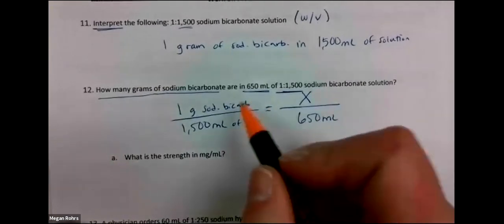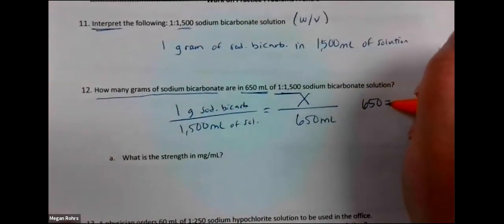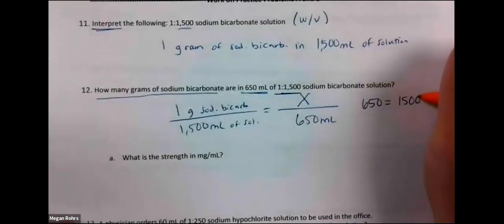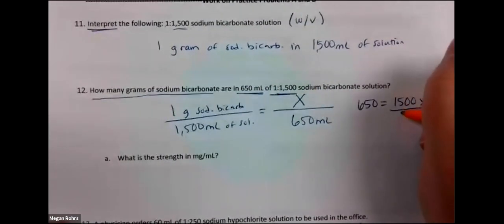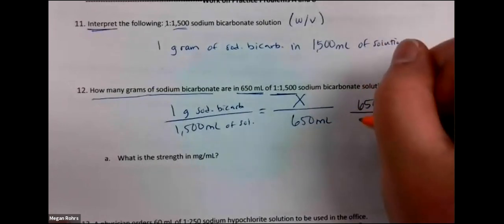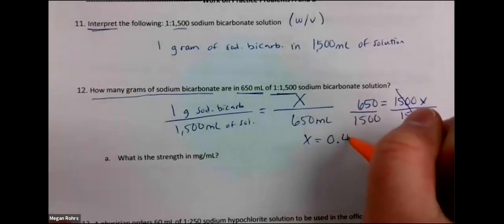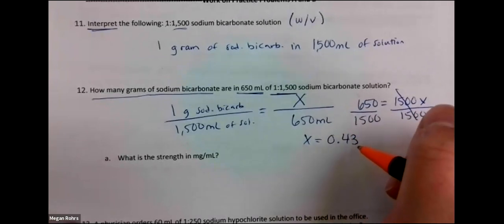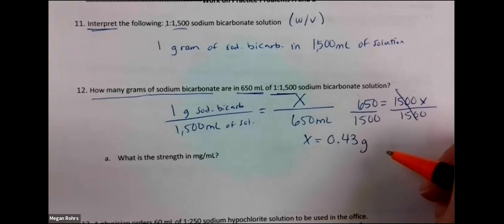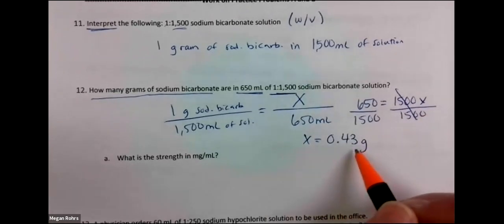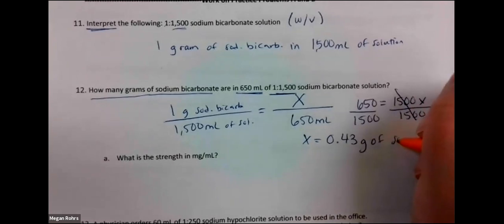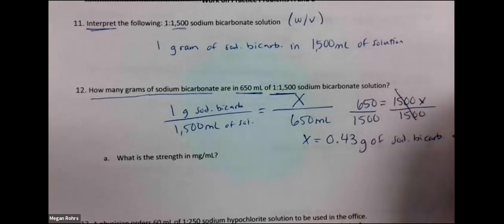So here I have 650 equals 1500x. Divide by 1500 on both sides. So here, let's see, we have 650 divided by 1500. That gives me 0.43. I'm just rounding to the nearest hundredth grams. So 0.43 grams of sodium bicarbonate.